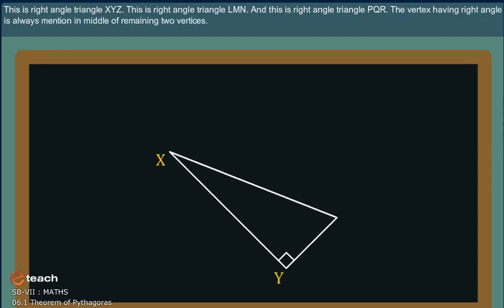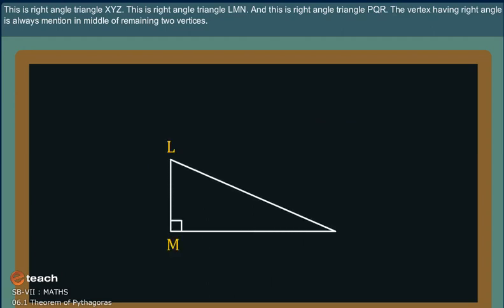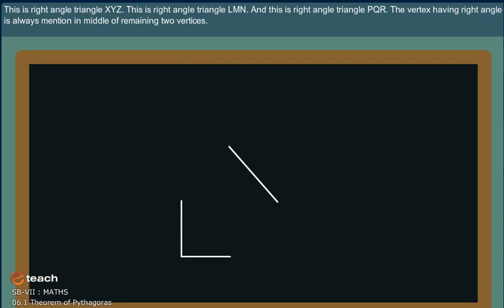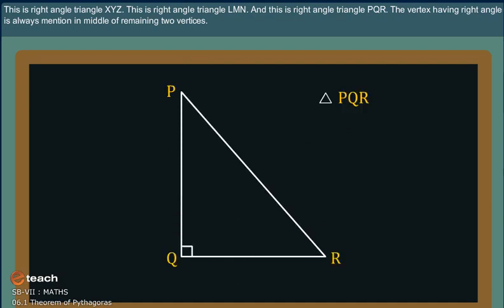This is a right angle triangle, XYZ. This is right angle triangle, LMN. And this is a right angle triangle, PQR. The vertex having right angle is always mentioned in the middle of remaining two vertices.